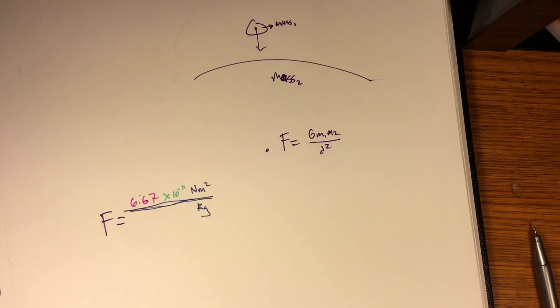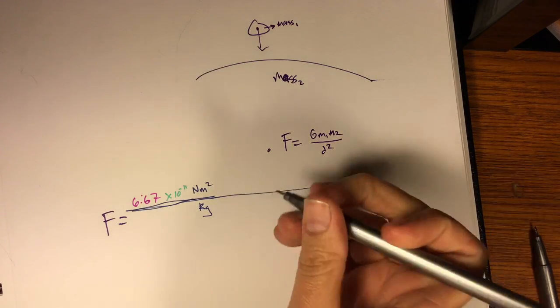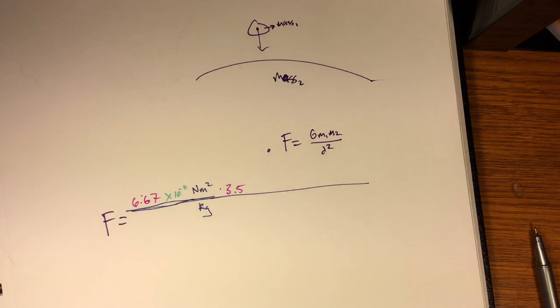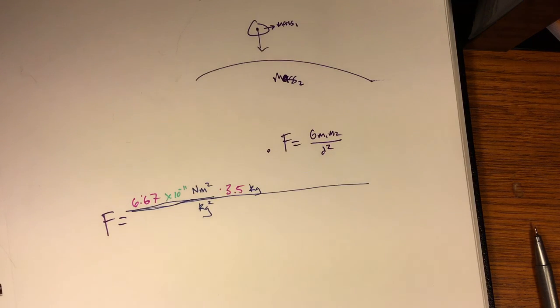And why did I write it this way? Because I'm going to show you how to rearrange stuff. So G times what? G times the first mass, and the first mass we said is 3.5 kilograms. So times 3.5, and then my unit is kilogram. Oh, I forgot to put this as kilogram squared. Okay, cool. Now, what's next?